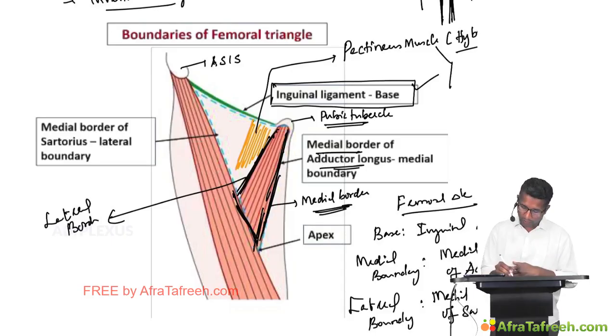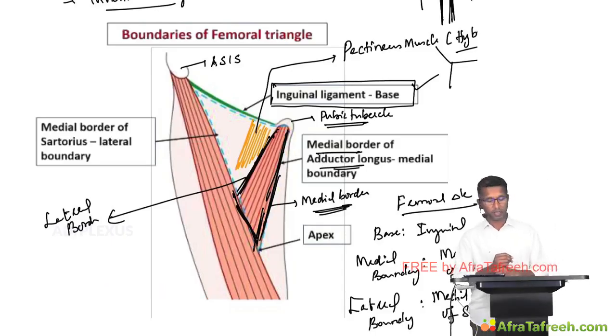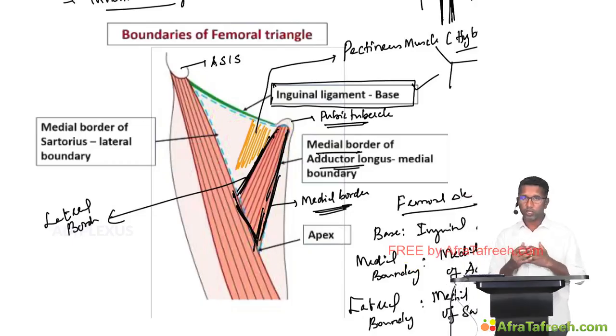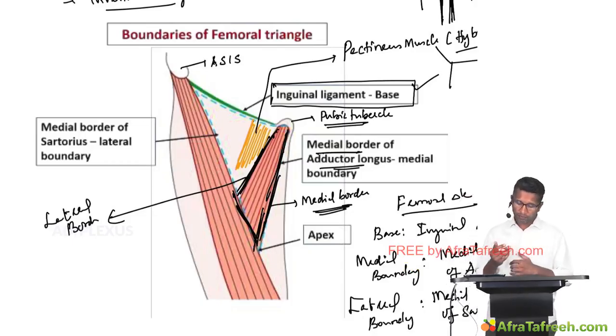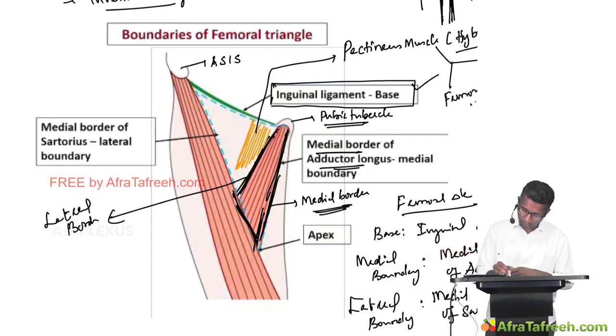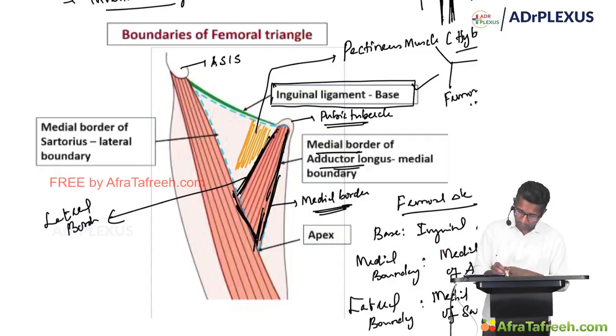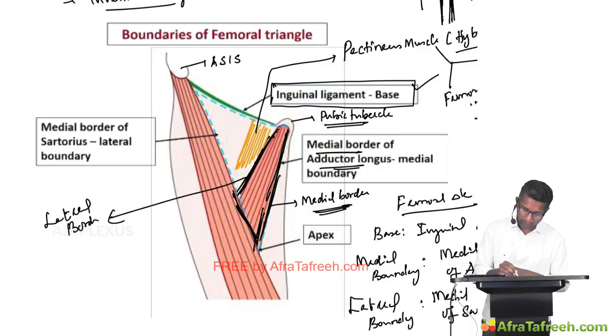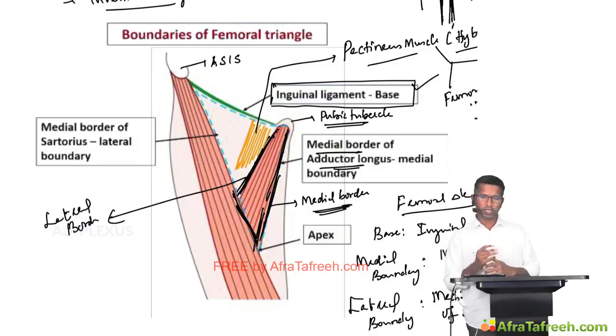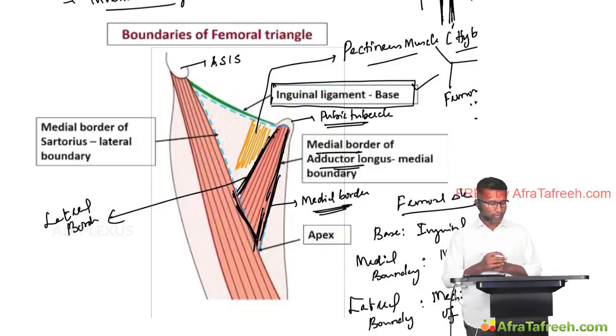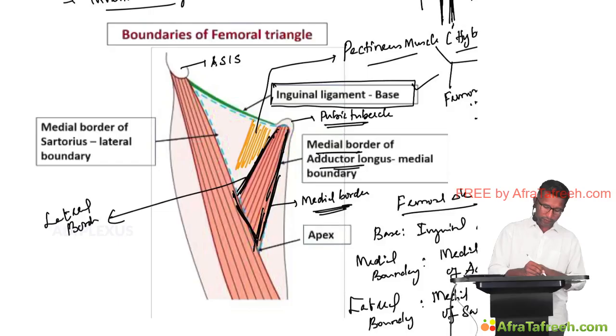Can anybody tell me what are the two nerves which supply the pectineus? Pectineus has a dual nerve supply. One is the femoral nerve, and the other nerve which supplies the pectineus is the obturator nerve, the anterior division of the obturator nerve. When two different nerves supply a muscle, that is called a hybrid muscle. There are a lot of hybrid muscles in the body. Can anybody tell me one more example?